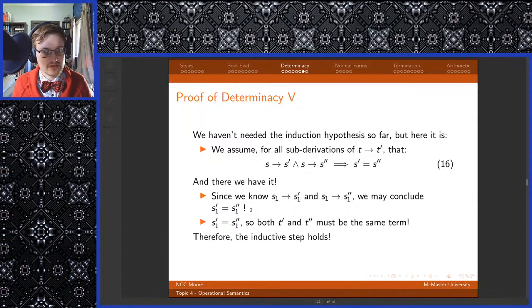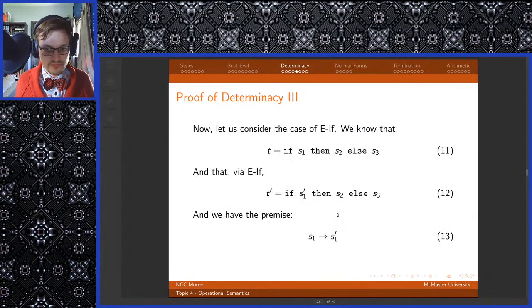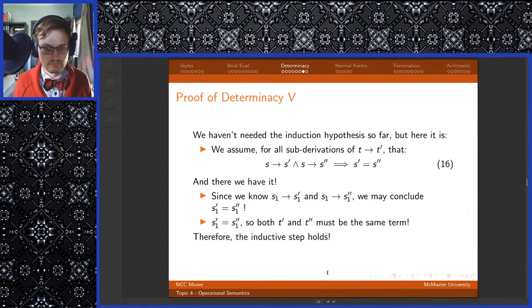That exclamation mark there is just for emphasis. I should remove it, but it's not an operator. That's just the eureka exclamation mark. So, s1 prime equals s1 double prime. So, both t prime and t double prime must be the same term. Therefore, the inductive step holds. When I say subderivation, this is a subderivation. All right? Good.